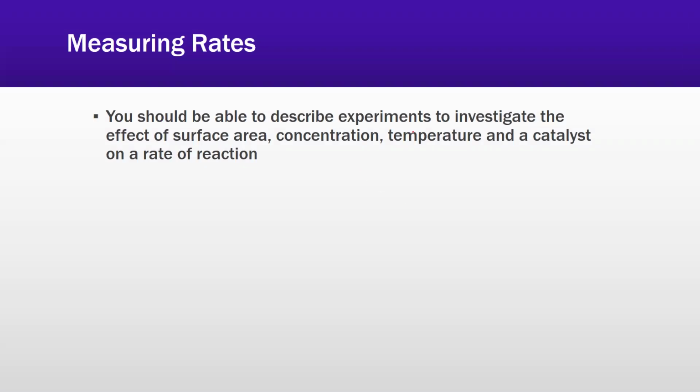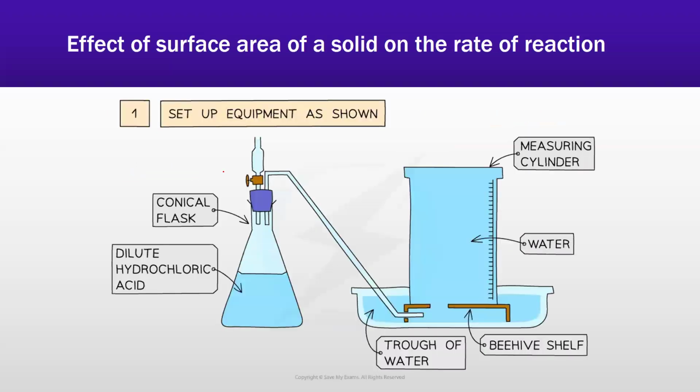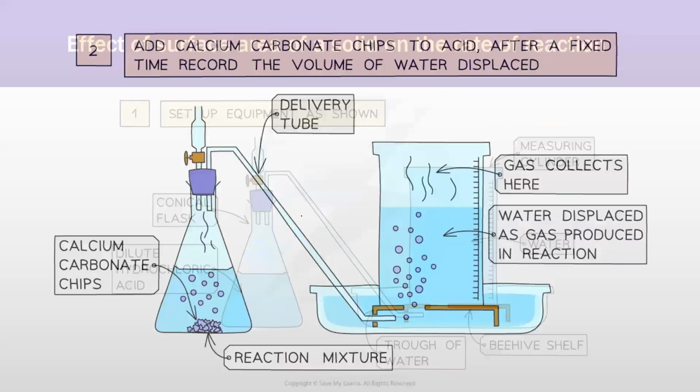You should be able to describe experiments to investigate the effect of surface area, concentration, temperature, and a catalyst on the rate of reaction. For example, सबसे पहले हम surface area का देखेंगे. We know that more the surface area, faster would be the rate of reaction. So step number one, set up the equipment as it is shown in the diagram below. You can see a conical flask and we have dilute hydrochloric acid. अब ये dilute hydrochloric acid है, we have a conical flask. This is where it's going to all condense और यहाँ पे वो form हो जाएगा in water.